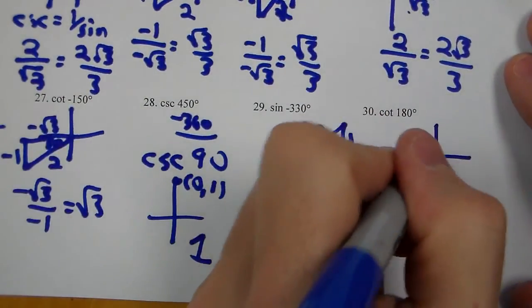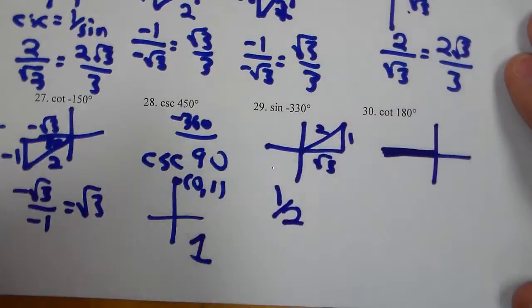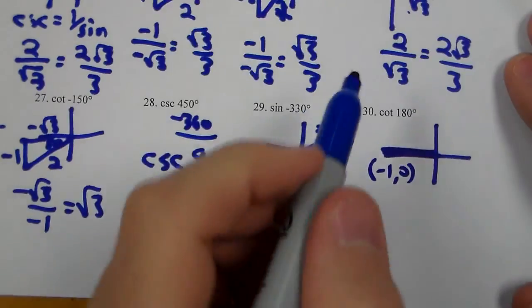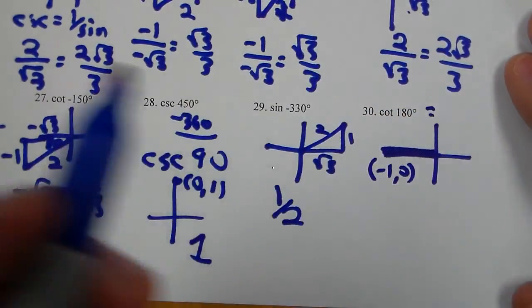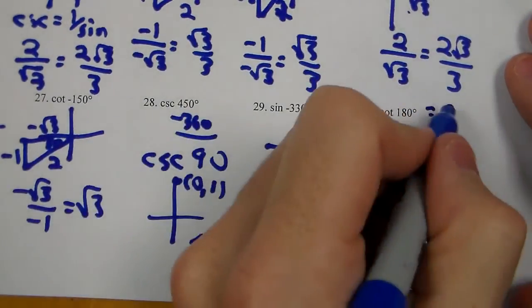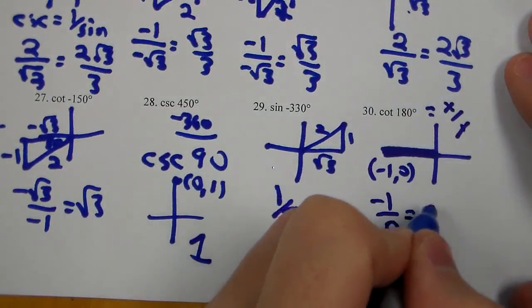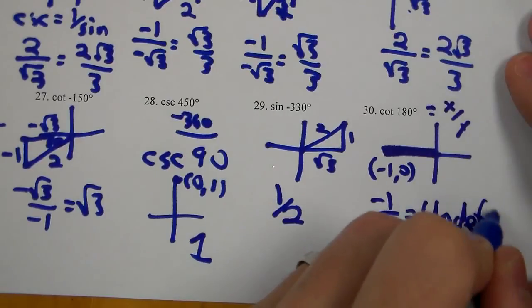Last one, cotangent of 180. 180 would be the x-axis on the left side. The coordinate there is -1, 0. Cotangent is the reciprocal of tangent. So that makes it going to be x over y. So in this case, it's -1 over 0, or undefined.